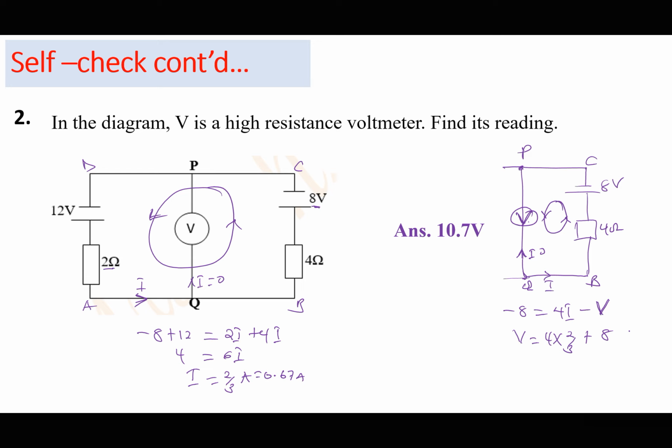So I have 8 divided by 3 plus 8. So this gives me V as 10.7 volts. You could get the same answer if you chose the left-hand side. You can try that on the left-hand side. Apply Kirchhoff's laws and see if you can't get the same answer.